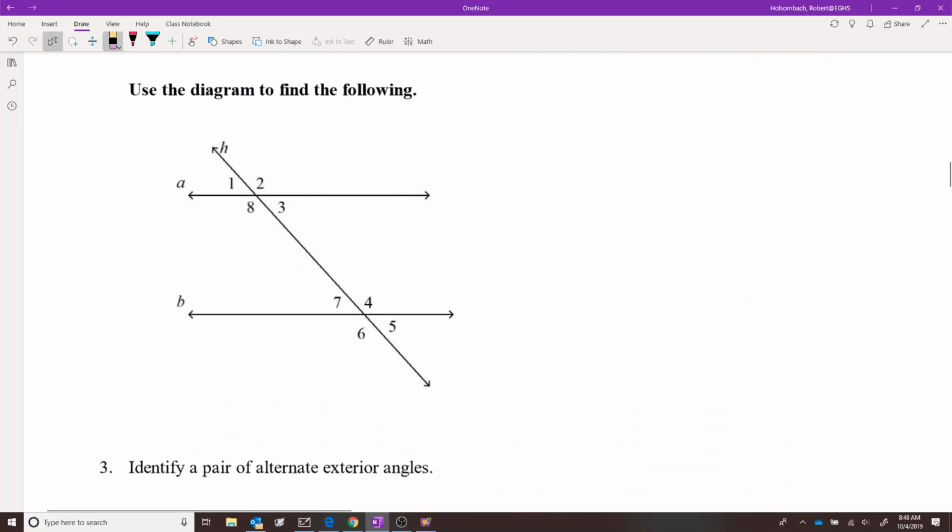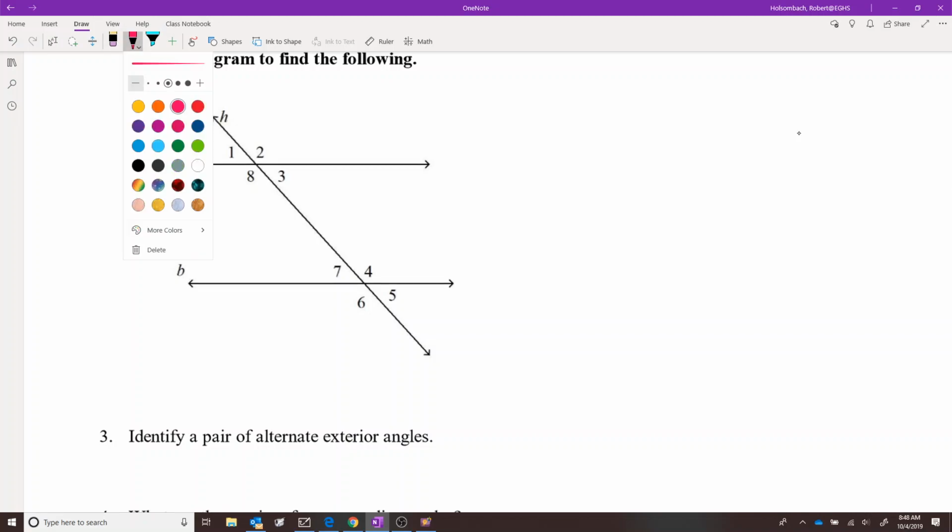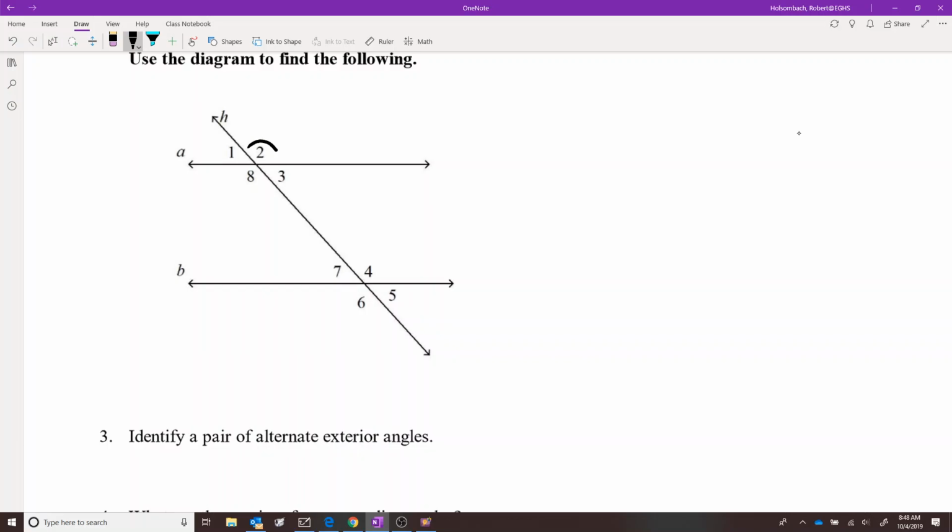All right, number 3 here in this section. Use a diagram to find the following. Identify a pair of alternate exterior angles. Alternate exterior. So 2 and 6. 2 and 6 are one pair of alternate exteriors. And then 1 and 5 are another pair of alternate exterior angles.